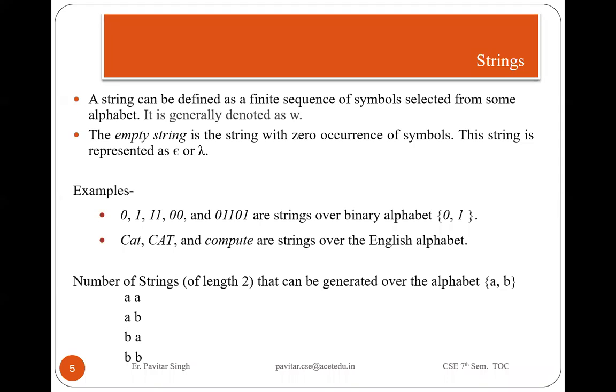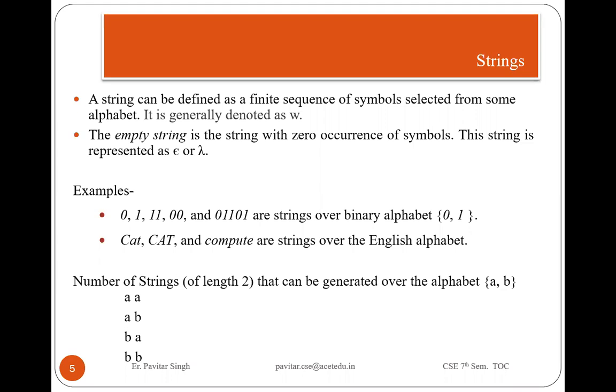So next example we have CAT, again C capital, A capital, T capital. This word is formed with the help of English alphabets. So all these are examples of strings. Again, if you are asked to make all the strings of length 2 over the alphabet A, comma B, how many combinations will there be?